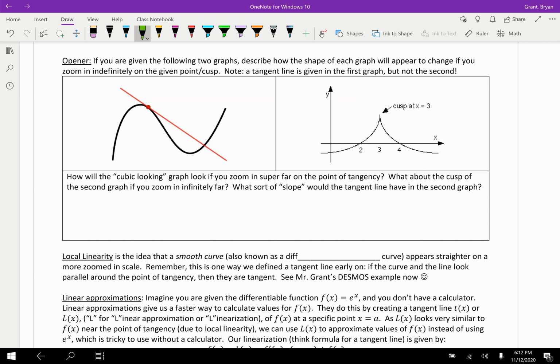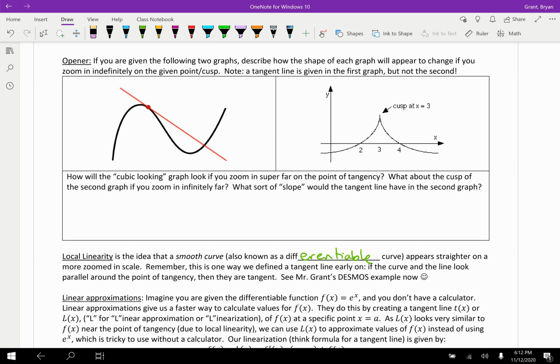All right. Local linearity is a concept we've heard of before, and we're going to go much more in depth with that today. It's the idea that a smooth curve, also sometimes known as a differentiable curve, appears straighter when you zoom in. So no matter how curvy this is, if you zoom in far enough, it will look quite straight. Now actually, this is one way we defined a tangent line early on. We said if the curve and the line look parallel around the point of tangency, then they're tangent.